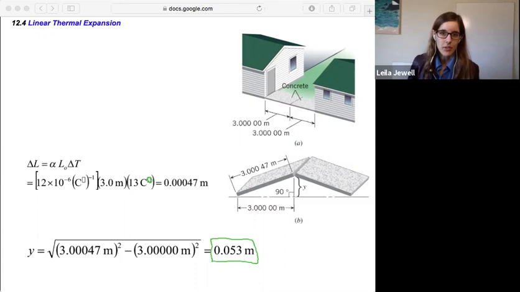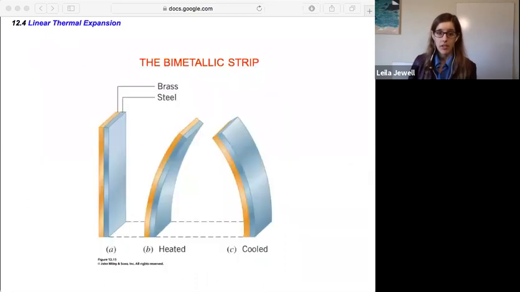Now, this thermal expansion isn't just a drawback. It can also be a real benefit, and it can be taken advantage of in some designs. So one particular design is a bimetallic strip. This is two pieces of metal that are different kinds of metal glued together, basically, brass and steel here, and they have different coefficients of linear expansion.